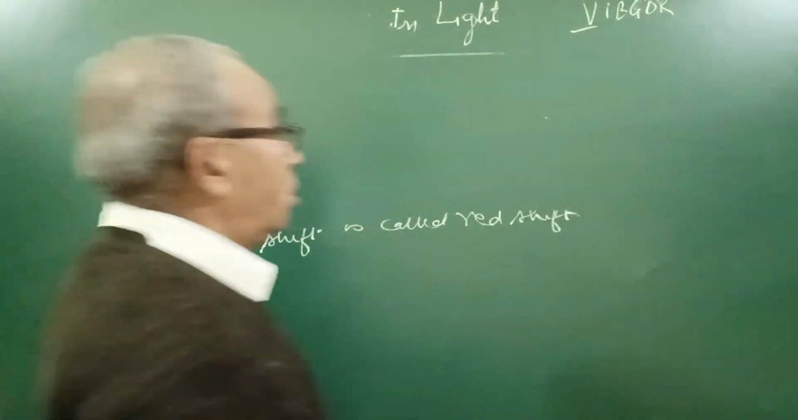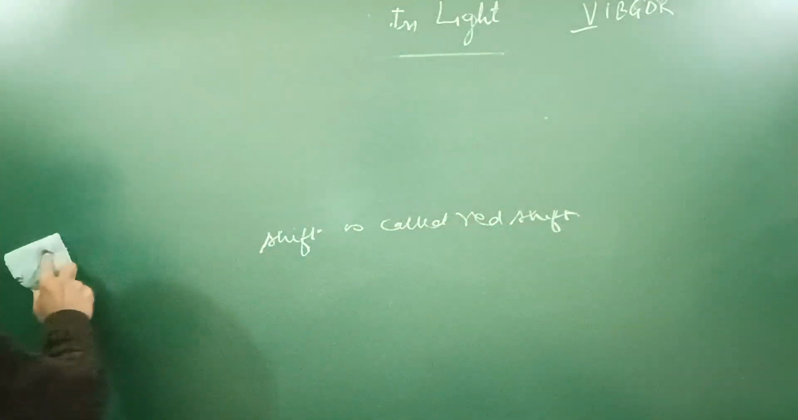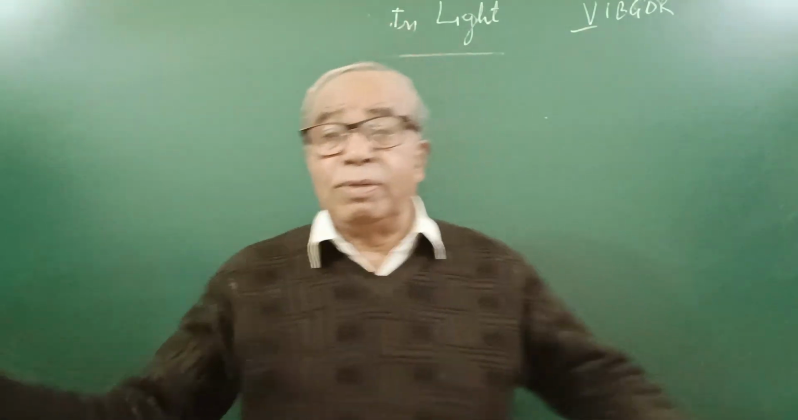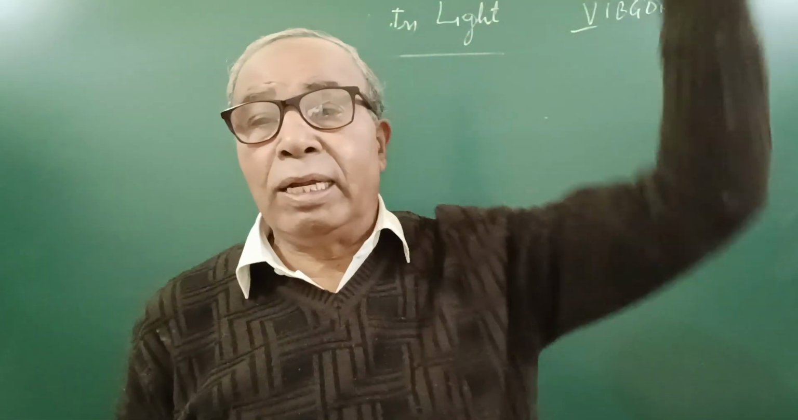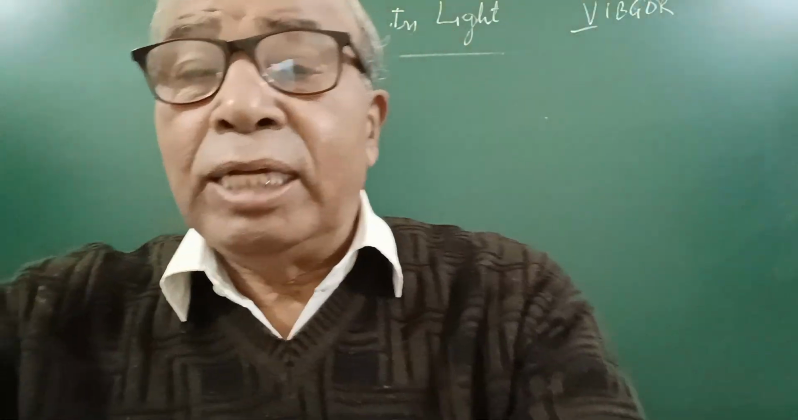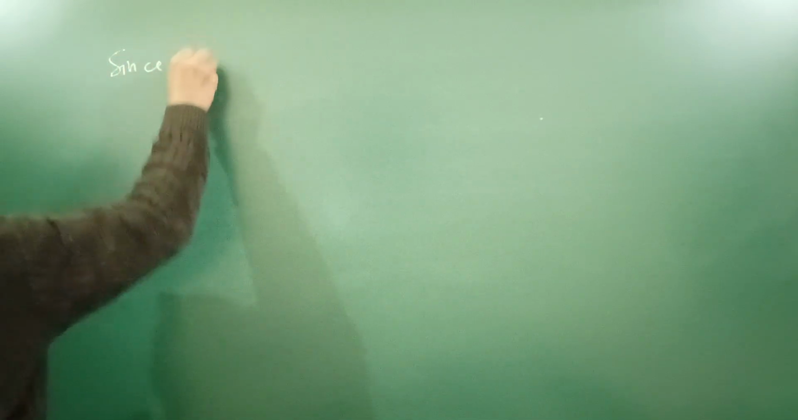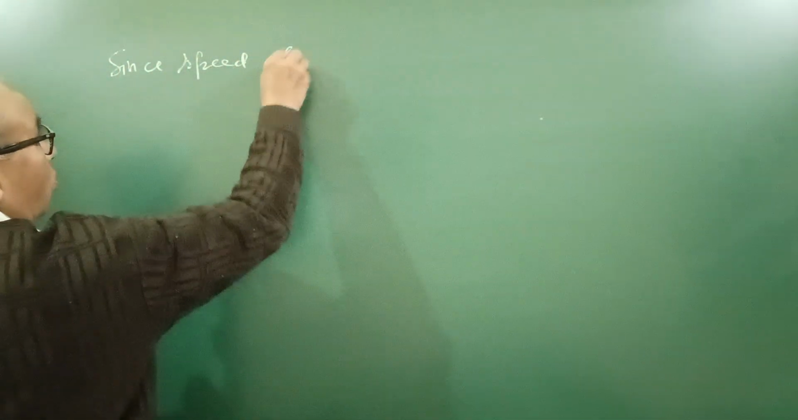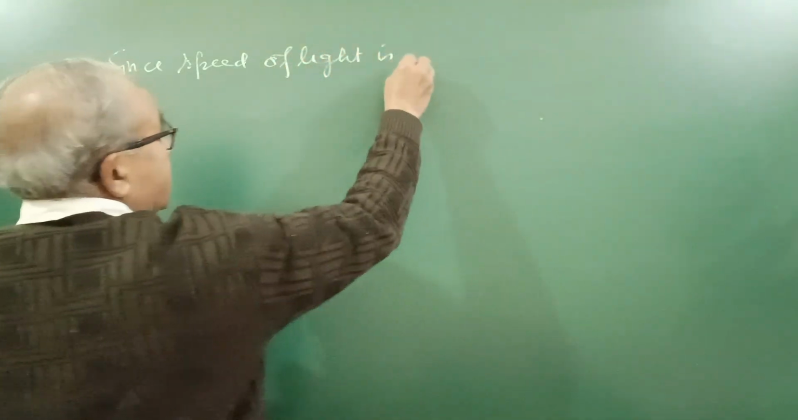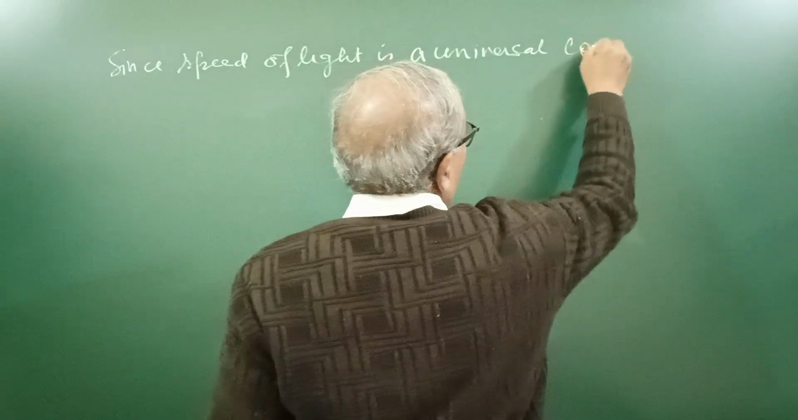Now, this red shift and violet shift, when people do not know what this is, they get confused. So I told you, when distance between the source and observer decreases, frequency is found higher than actual, and when distance increases, lower. In light, that change in frequency or wavelength is found to depend on who moves. Since the speed of light is a universal constant.